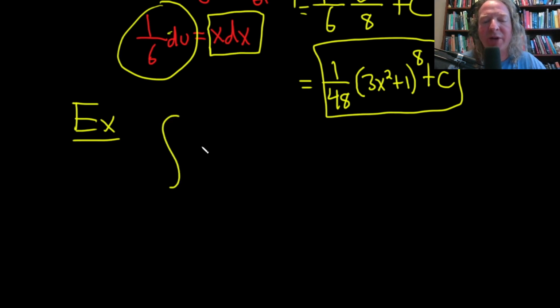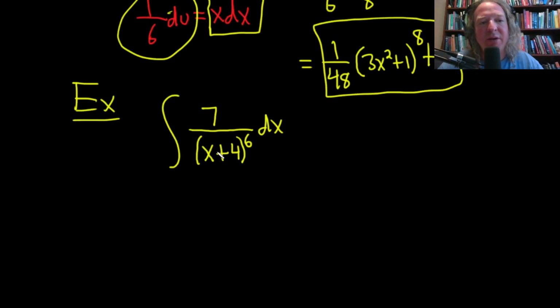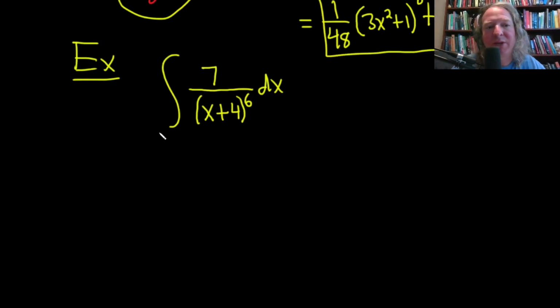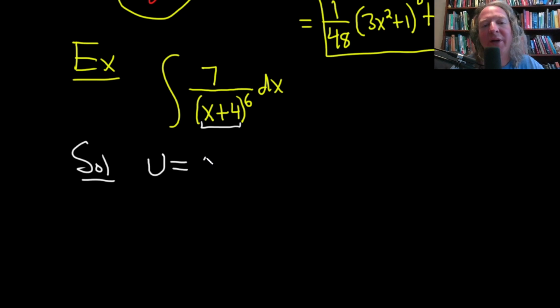So we have the integral of, let's say here we have a 7 over, and then down here we have x plus 4 to the 6th power dx, something like that. All right. So again, how do you integrate this? Well, if you just have the power rule, it's pretty tough because you have an x plus 4 here. So the idea here is to let u be the inside piece. And again, that's going to be x plus 4. So u is equal to x plus 4.